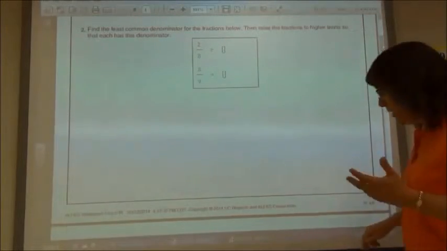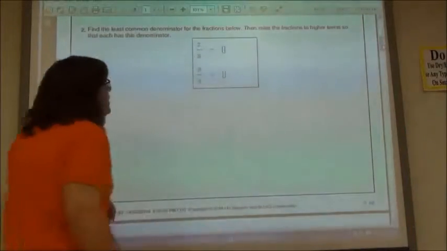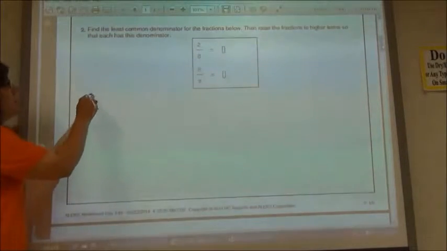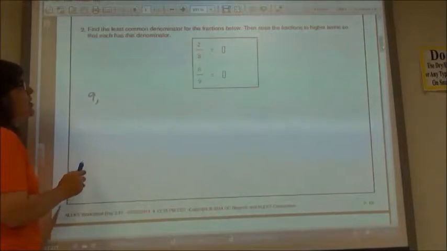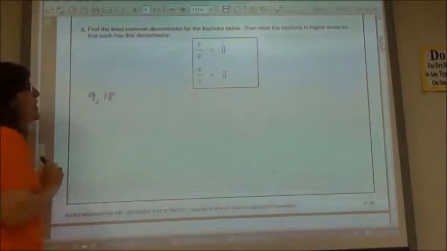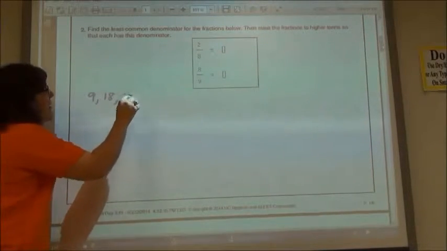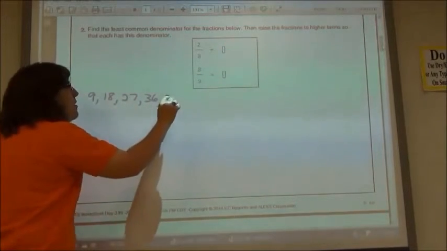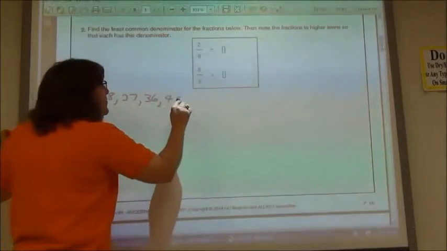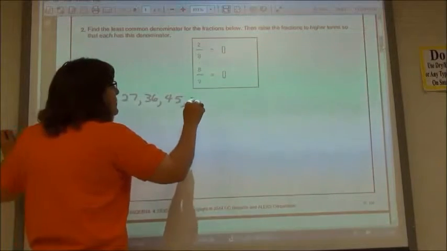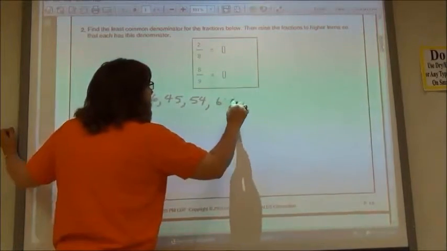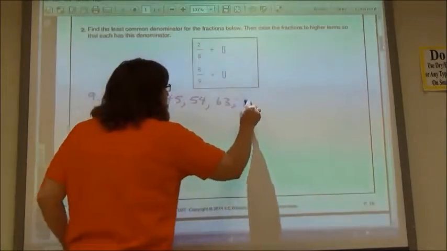So on number 2, again, wanting you to find your common denominator, I have 8 and 9. 9 is my bigger one, so I start with 9. 8 doesn't go into 9. 9 times 2 is 18. 8 doesn't go into 18. 9 times 3 is 27. 9 times 4 is 36. 9 times 5 is 45. 9 times 6 is 54. 9 times 7 is 63. And 9 times 8 is 72.